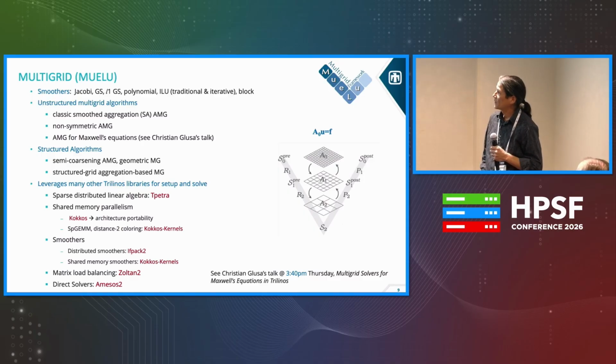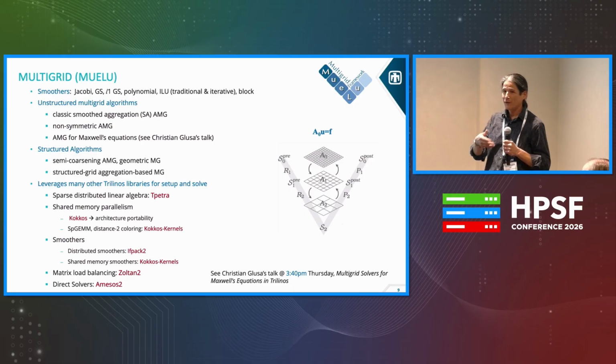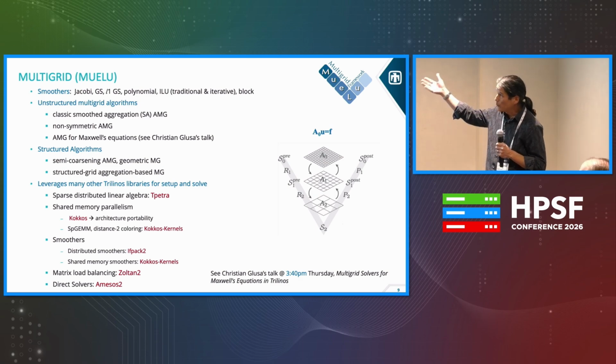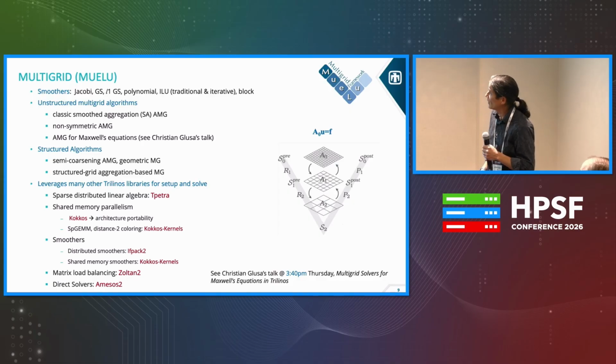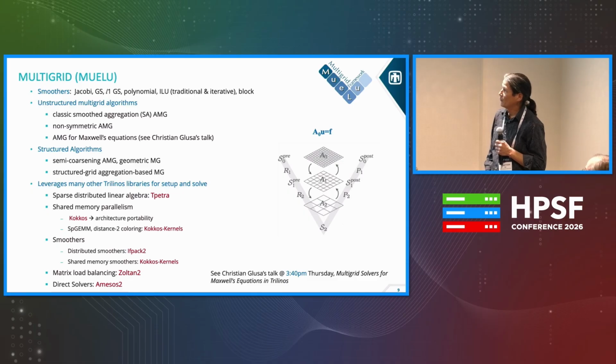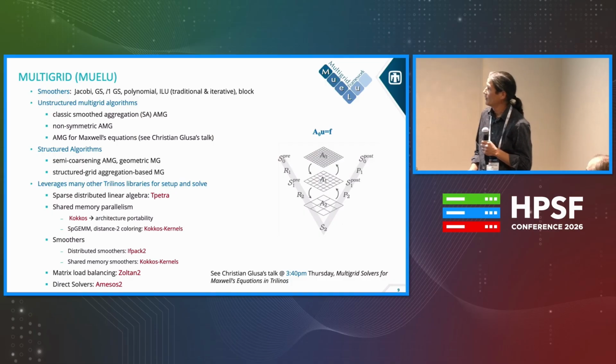And so as Roger alluded to, a lot of the capabilities inside of Trilinos are predicated on having unstructured meshes. But we do have algorithms for structured meshes or semi-structured meshes. So there's some semi-coarsening capabilities, semi-coarsening AMG. And there's also a structured grid aggregation-based multigrid.